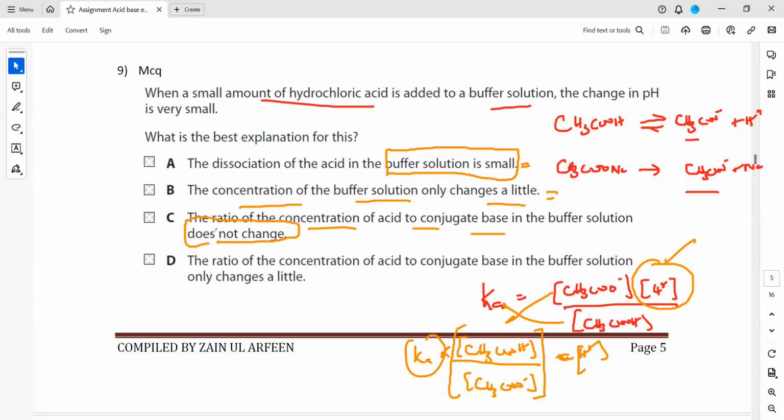It's written that it does not change, but there is a slight, very small change there. So for the ratio of the concentration of acid to conjugate base in a buffer solution, there is a small change. That's why the pH will change, or the hydrogen ion concentration will change, but it will be a very small change. Is it clear? Question 9.